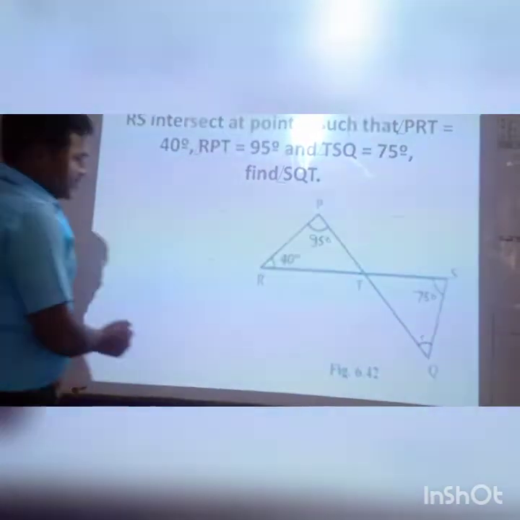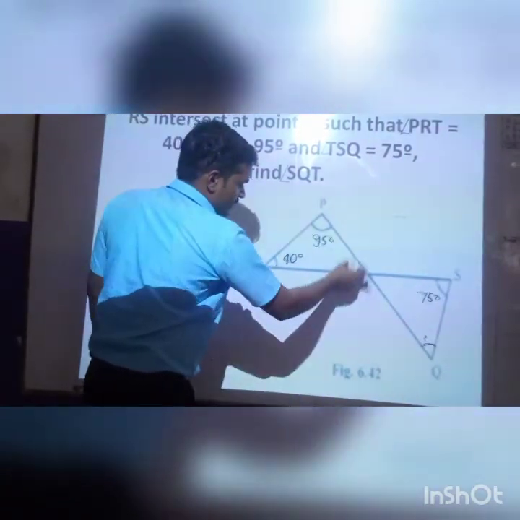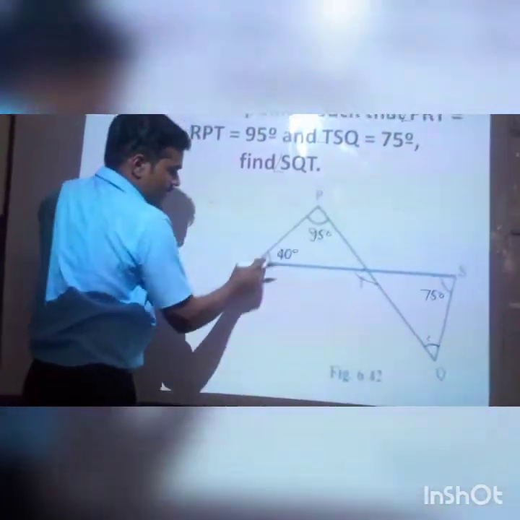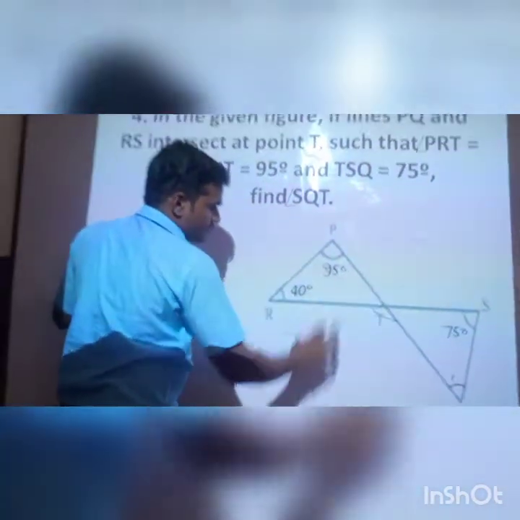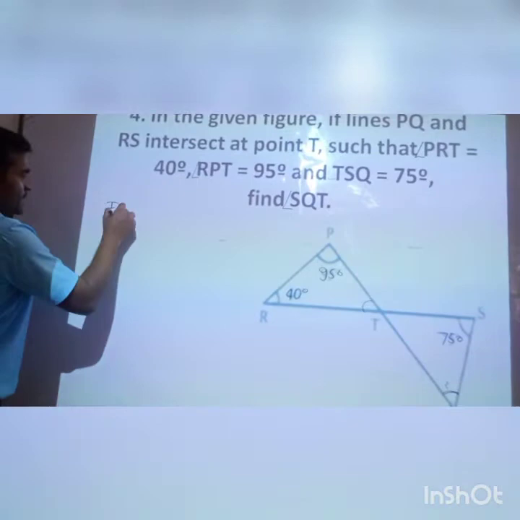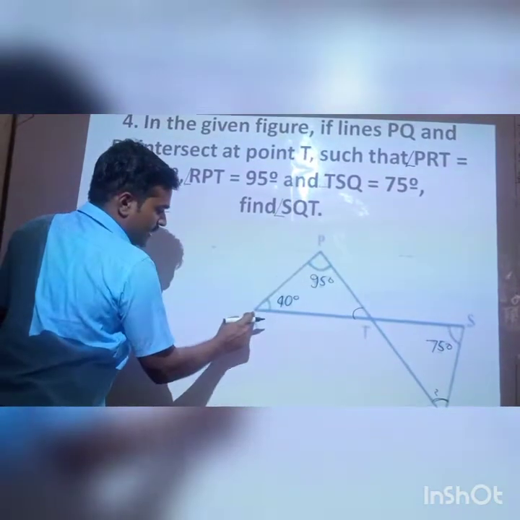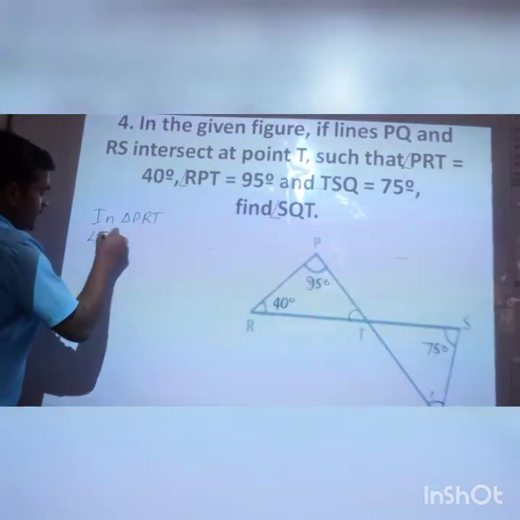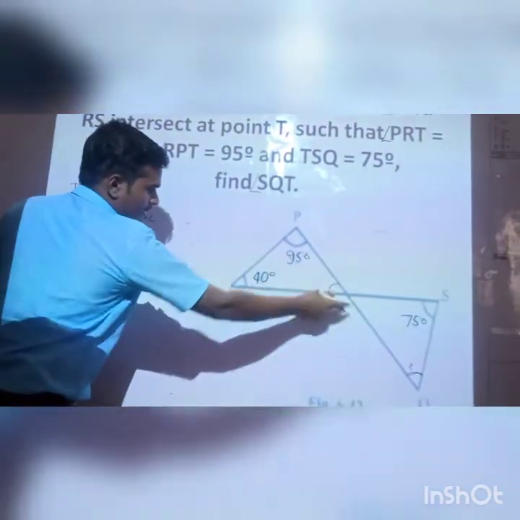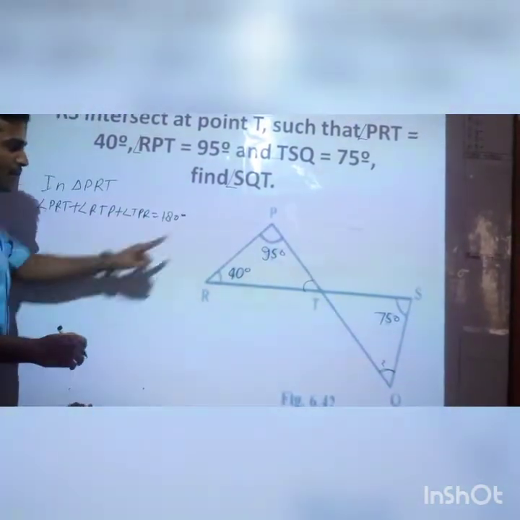So children, in triangle PQT, this angle is exterior. This is the exterior angle for this triangle PRT, or you can do it like that. Find this angle. So in triangle PRT, angle PRT plus angle RTP plus angle TPR is equal to 180 degrees by angle sum property.